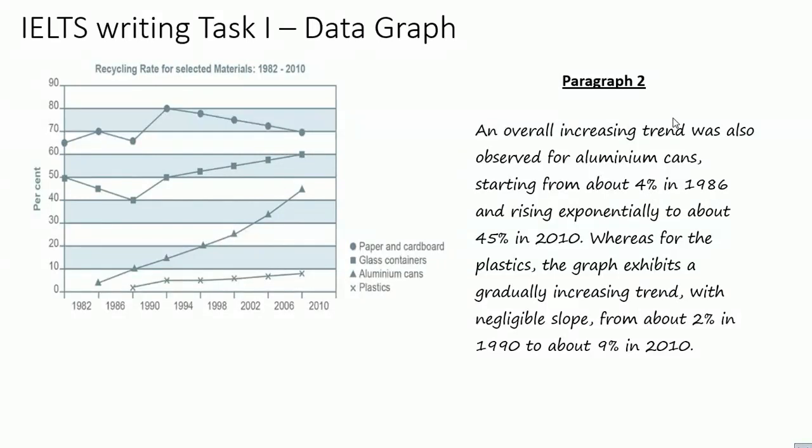An overall increasing trend was also observed for aluminium cans, starting from about 4% in 1986 and rising exponentially to about 45% in 2010. Whereas for the plastics, the graph exhibits a gradual increasing trend with negligible slope from about 2% in 1990 to about 9% in 2010.